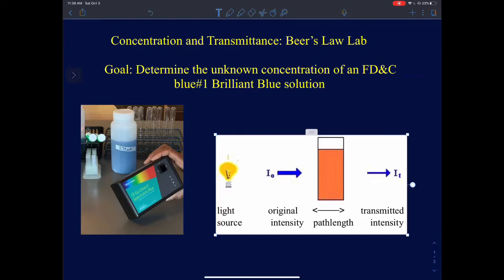the same dye. We will be using a spectrophotometer as our light source, and the difference between the I sub O, or original intensity, and the I sub T, or transmitted intensity, is the absorbance. How much light of a certain wavelength is being absorbed by our solution. Using this value, we can determine the concentration of our solution.